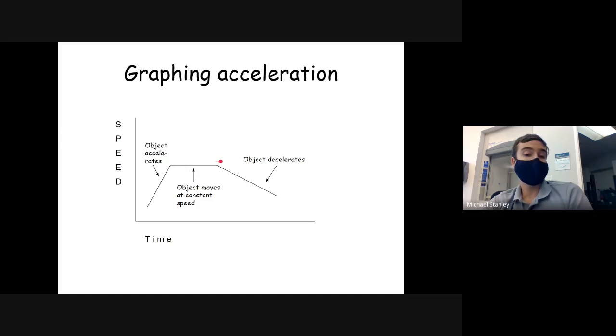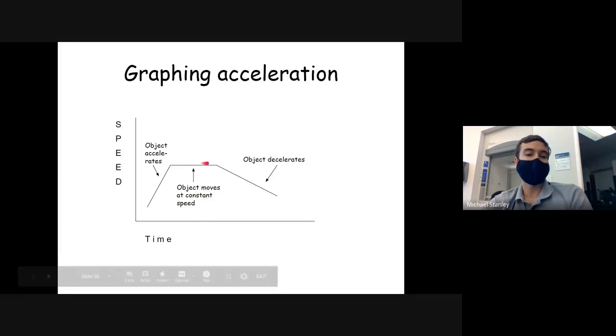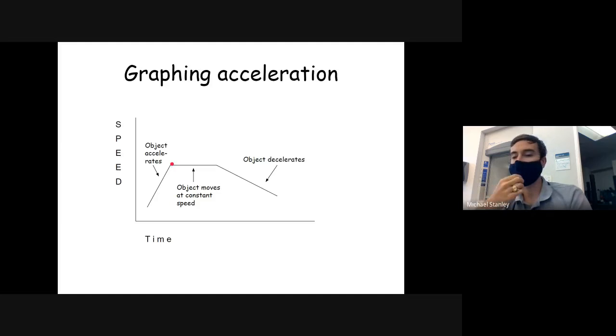And if the line is flat, it doesn't mean that we're stopped, because remember, this is speed that we're looking at over here. If something was stopped, its speed would have to be 0, which means it would be down on this line right here. This line means that we still have a certain amount of speed, but it is not changing. The speed is staying the same. So we're not accelerating, we're not decelerating, we're maintaining a constant speed. That's why this line is flat right here, because our speed is not going up, it's not going down, it's staying the same.